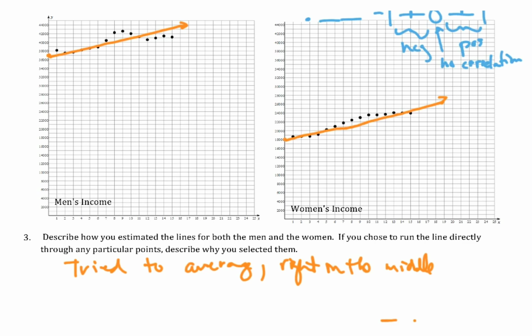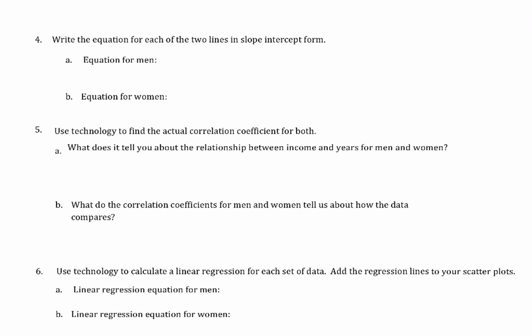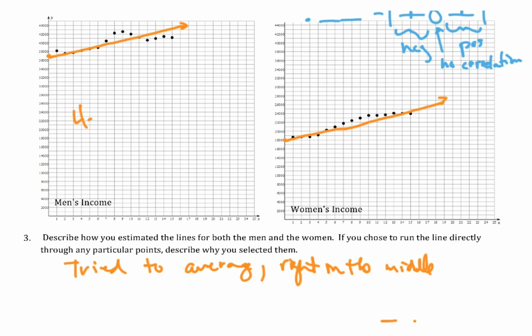Now let's take a look at number 4. It says write the equation for each of the 2 lines, so this is going to be 4A and 4B. I'm just going to do them right here. I need my y-intercept, which looks like it's between 36,000 and 38,000, probably 37,000. Then I have to estimate a slope. I have my point right there, and I hit that point right about there, which would be at 3. So my horizontal change is 3, and I go up 1,000. Or 10,000 actually. Nope, just 1,000.